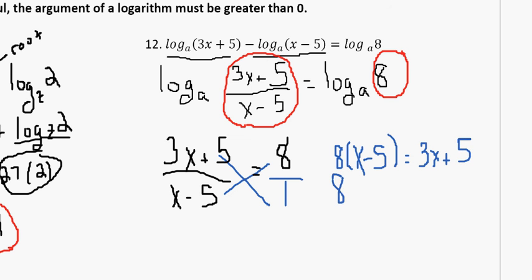And then I go ahead and distribute the 8. So I have 8x minus 40 equals 3x plus 5.